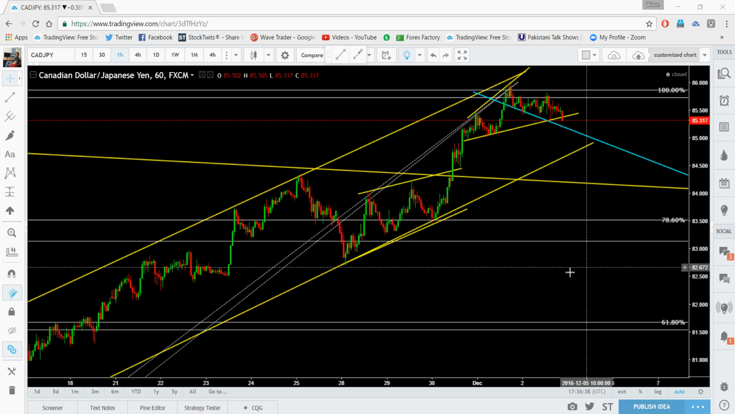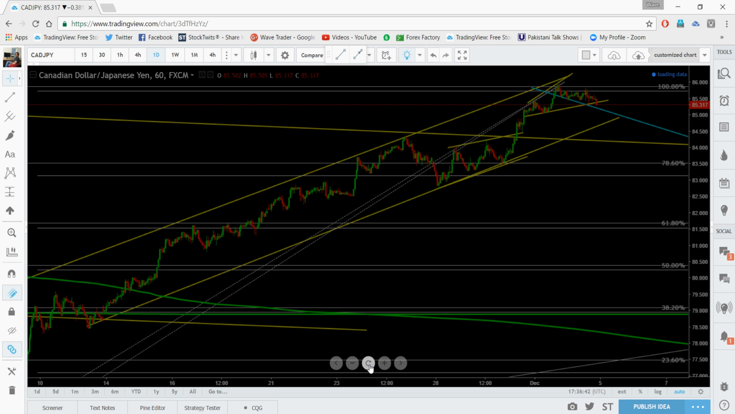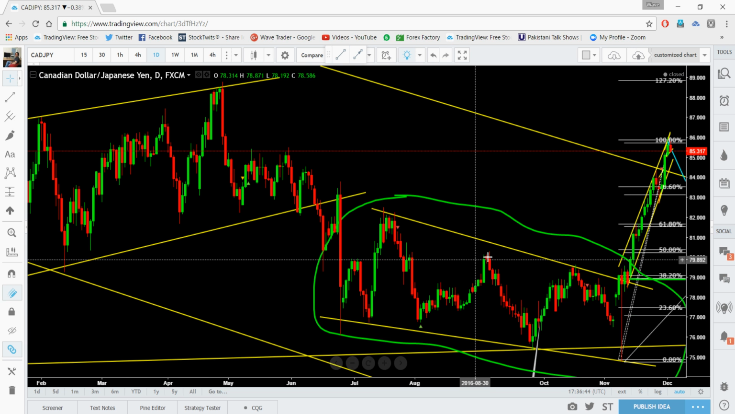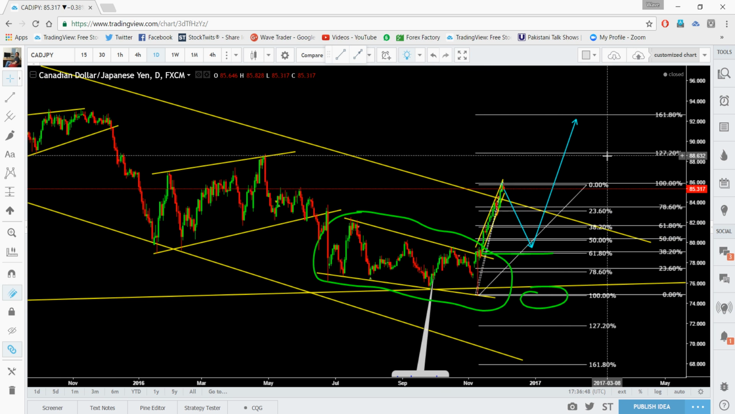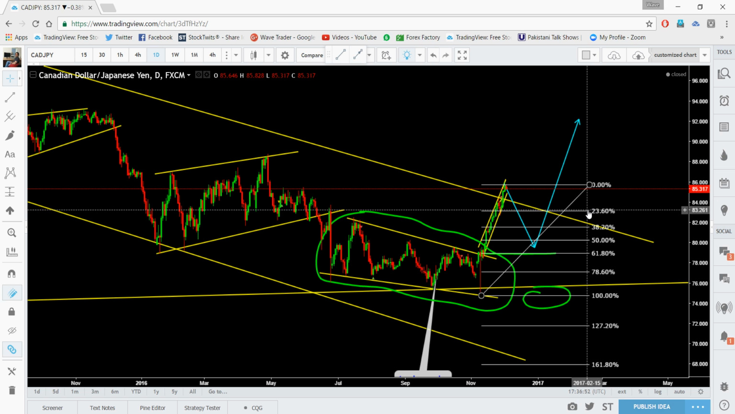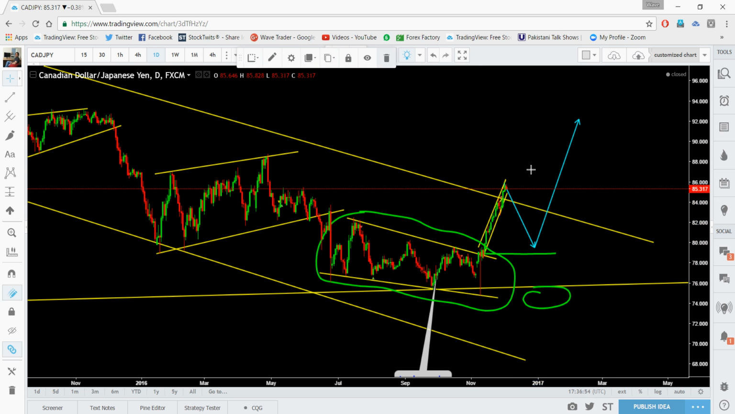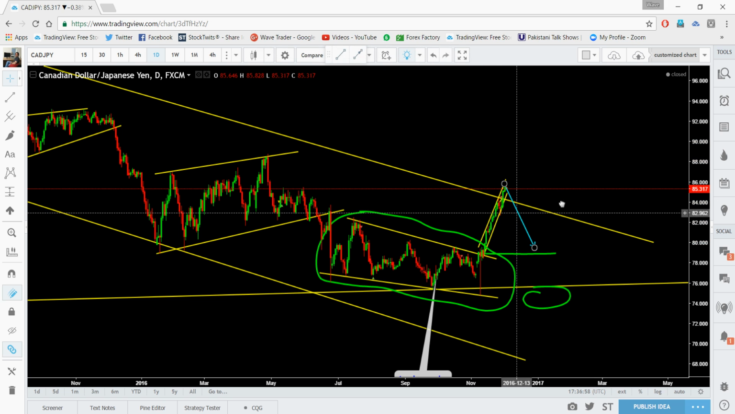So let's look at the daily. This is the pattern. I'll show you using fibs. Some of you guys were asking how we're going to use fibs.